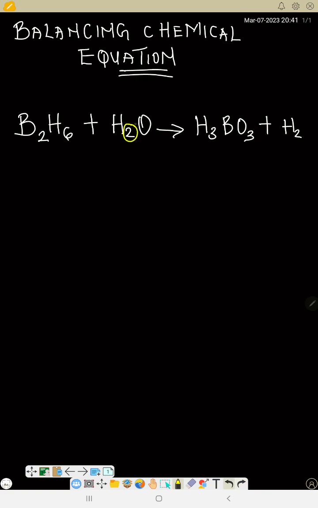So these two, you can't change them because you want to balance an equation. You can't change this 6 also because you want to balance an equation. So all the subscripts in your chemical equation, you can never change them in balancing a chemical equation.